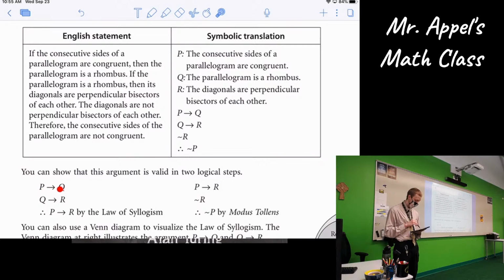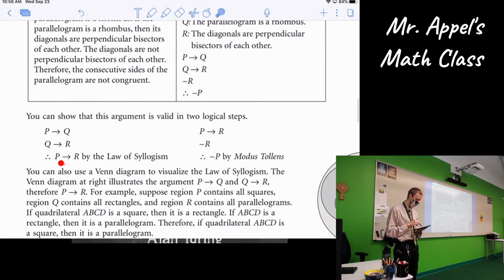So again, we could combine these two. Those Q's match up. P then Q, Q then R. We get if P then R by law of syllogism. And we said not R. So when you combine it with that, by modus tollens, it can't be the case that P is true.